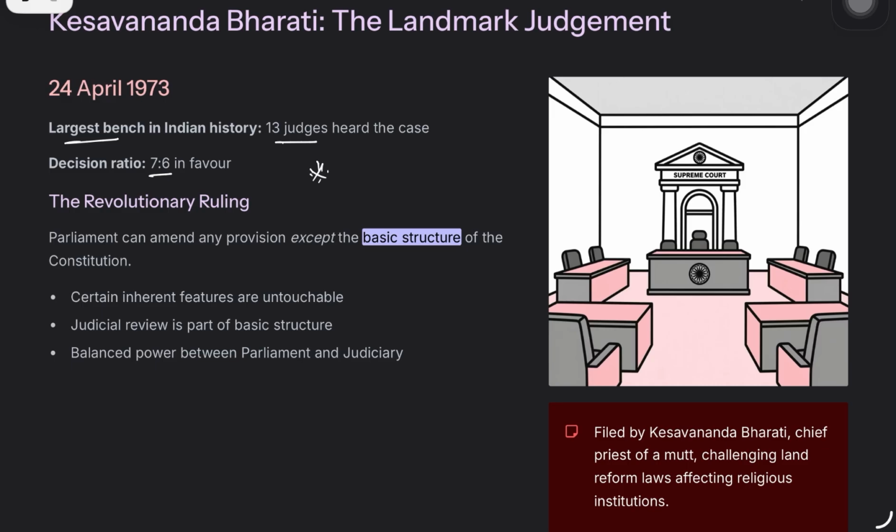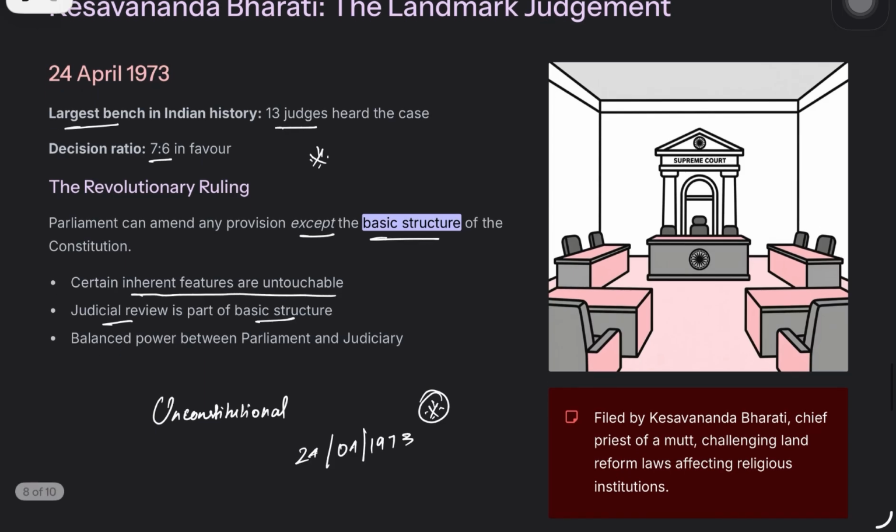So the court in this case held that the Parliament can amend any provision in the Constitution, but it cannot destroy the basic structure of the Constitution, which means there are some basic features that are inherent to the Constitution. Only those basic features can never be touched upon. The court also held that judicial review is part of the basic structure, and therefore any amendment that has been made to snatch the powers of judicial review will be declared unconstitutional. The date of this judgment, 24th of April 1973, is very important because it later served as a cutoff date for 9th Schedule cases.